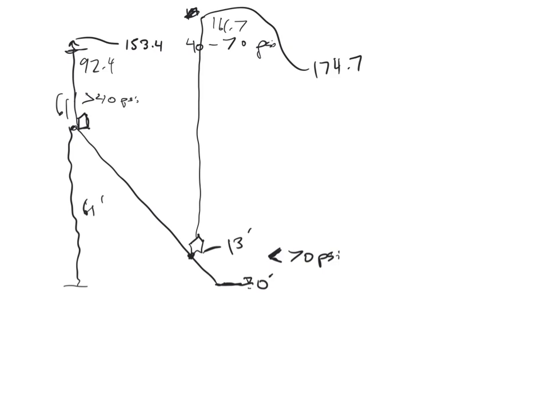So what this is saying is that my water tower has to have a water level greater than 153.4 and less than 174.7 to be within this pressure range.